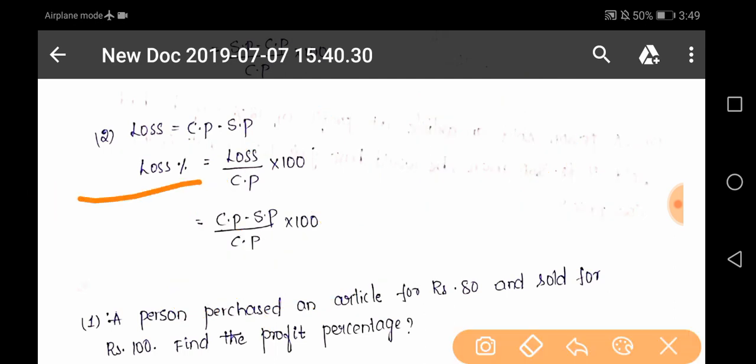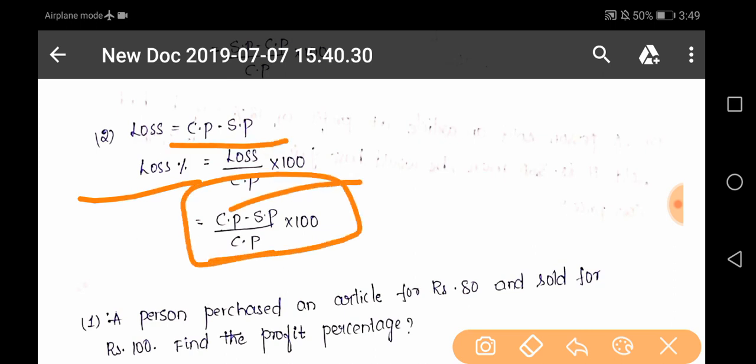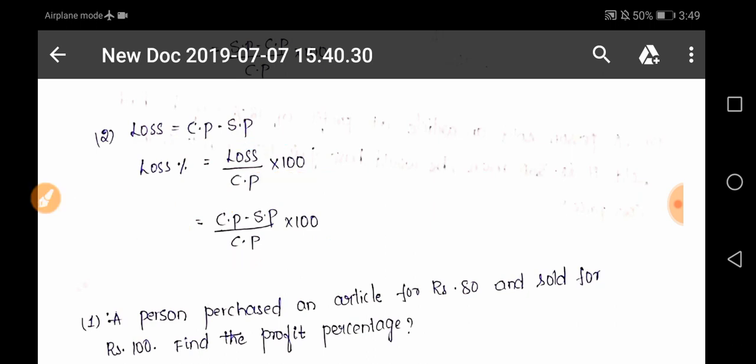So what is the loss percentage? As with profit percentage, it is loss by CP into 100. What is the loss? CP minus SP, by CP, into 100. This is how you solve the problems using the formulas of loss and profit.